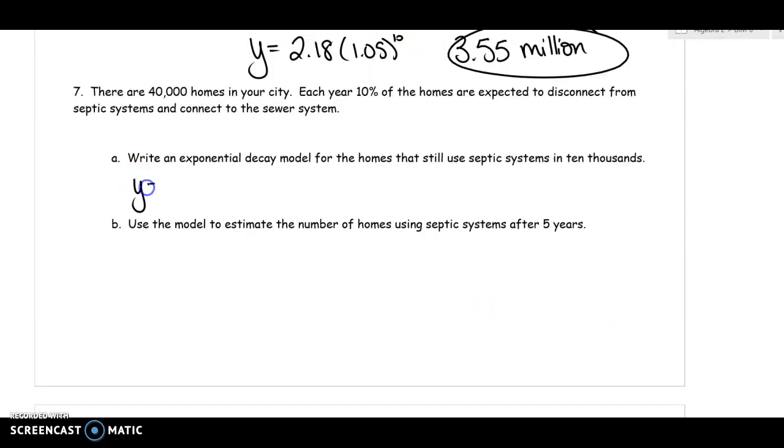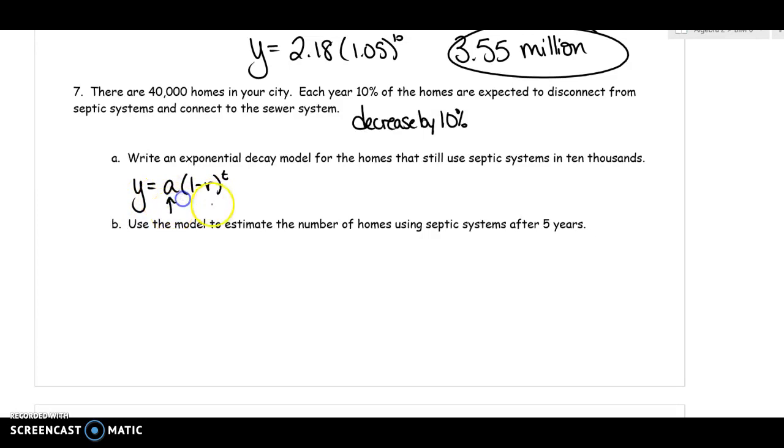For this one, we're going to be using a decay model. There are 40,000 homes in your city. Each year, 10% of the homes are expected to disconnect from the septic systems and connect to the sewer system. That means that the number of people connected to septic systems will decrease by 10% each year. I want to see if you can write this exponential decay model.